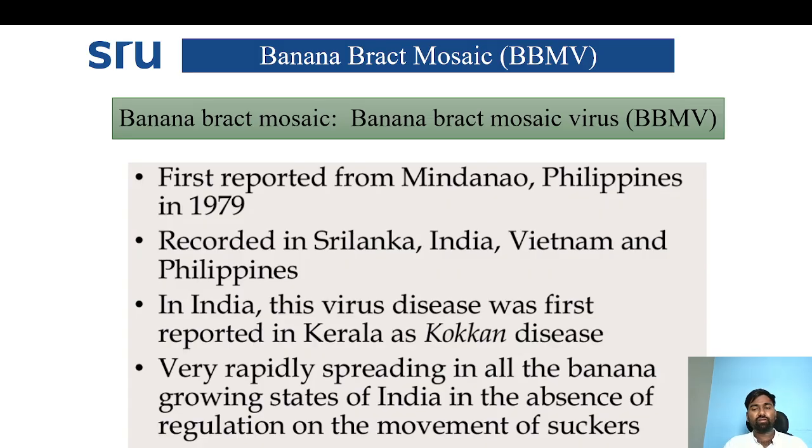So banana bract mosaic virus was first reported in the Philippines in 1979, and recorded in Sri Lanka, India, Vietnam and the Philippines. In India, it was first reported from Kerala. Initially it was known as Kokkan disease in banana. It is spreading very rapidly in all the banana growing states in India, as there is no clear-cut regulation for the movement of banana suckers from one state to another. So strict quarantine measures are needed to control the viral diseases in banana.